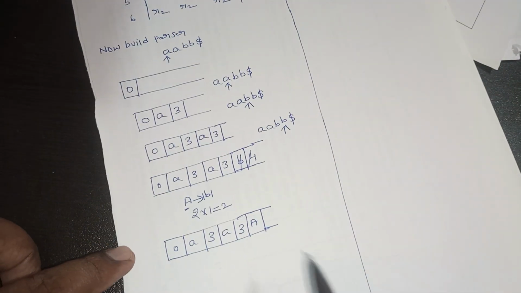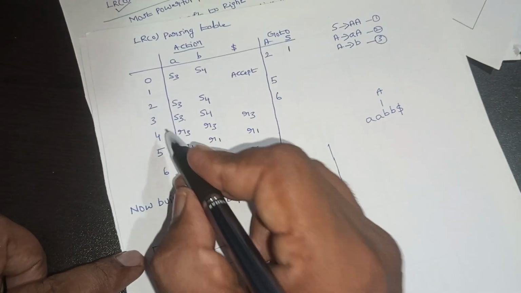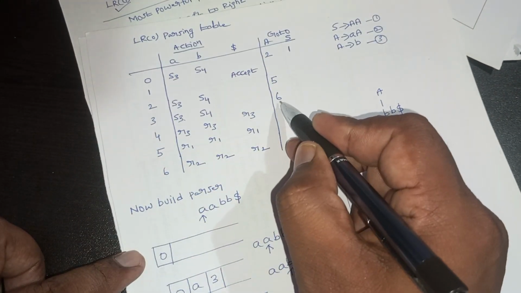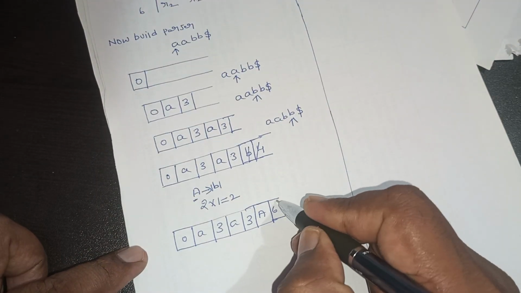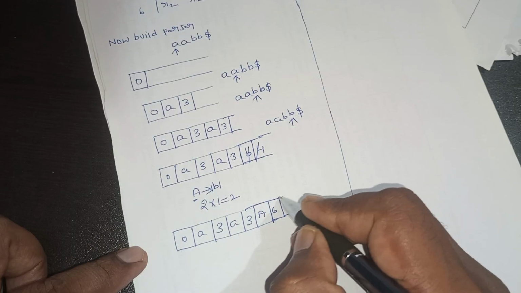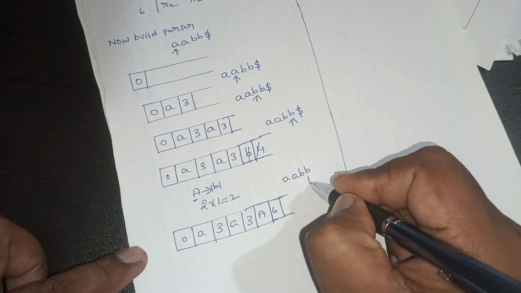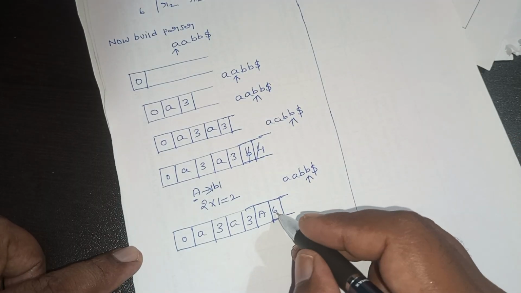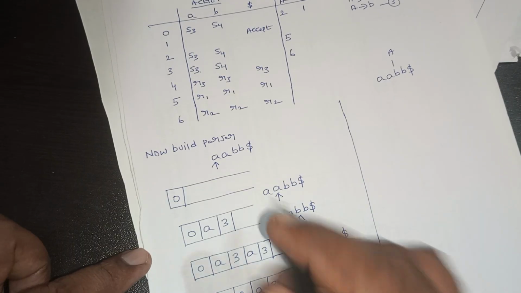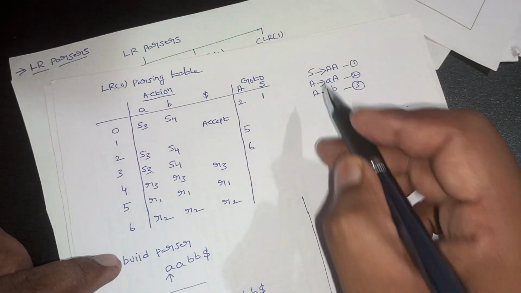Now you have to see 3 on A. What is 3 on A? 3 on A is 6. That you have to write into the stack. Write in the stack 3 on A, which is equal to 6. So A A B and then dollar. Now 6 on B. What is 6 on B? It is R2.